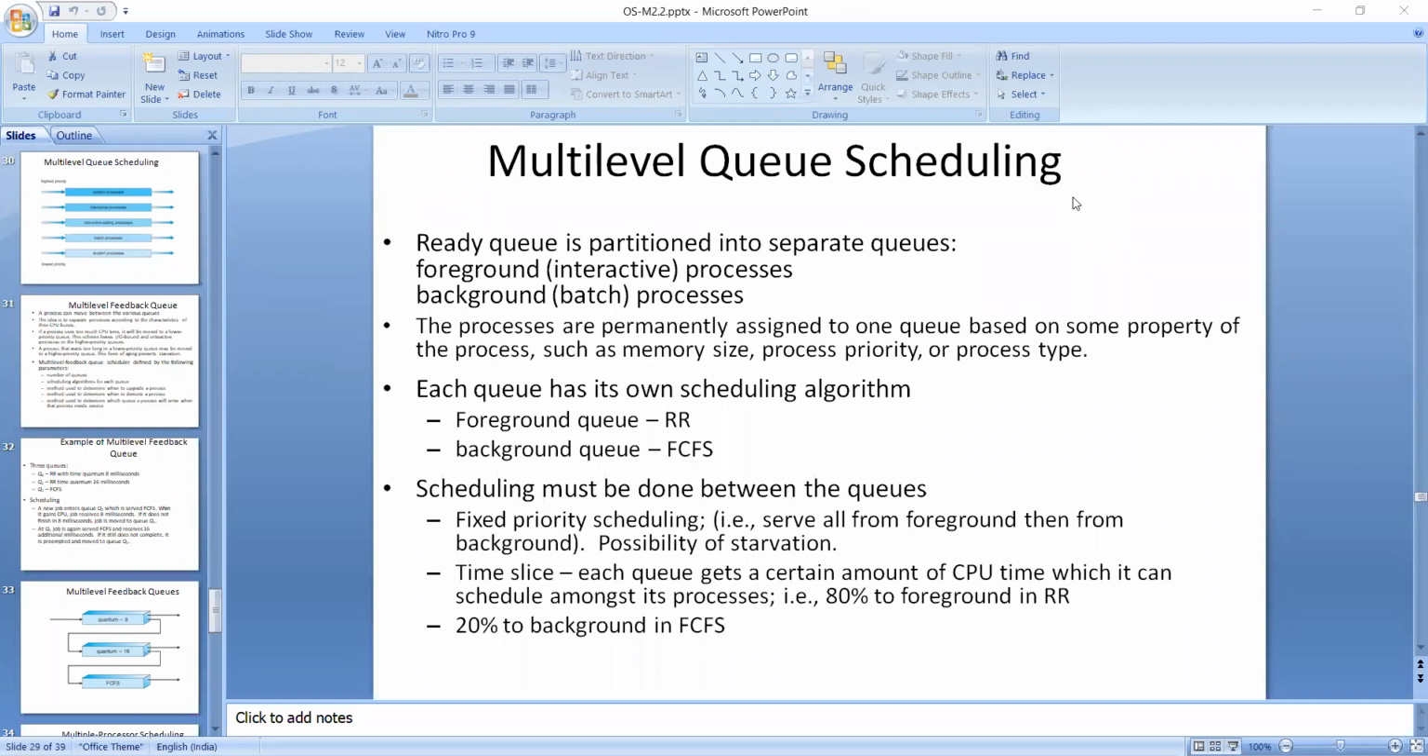Here the ready queue is partitioned into separate queues. One queue will hold all the foreground processes, and the other queue will hold all the background processes. A common division is made between foreground and background processes. The ready queue is partitioned into two separate queues: one consisting of foreground processes, the other of background processes.